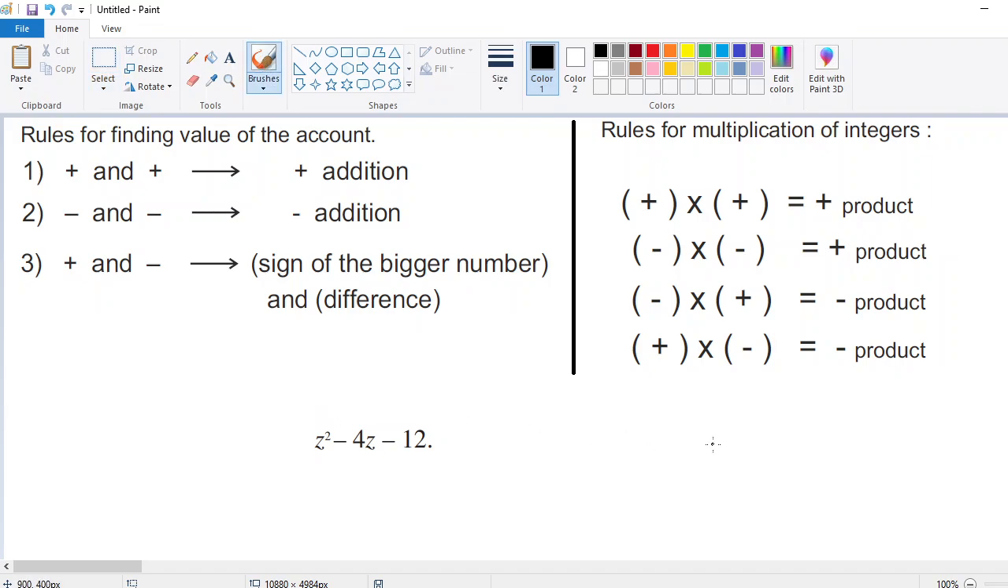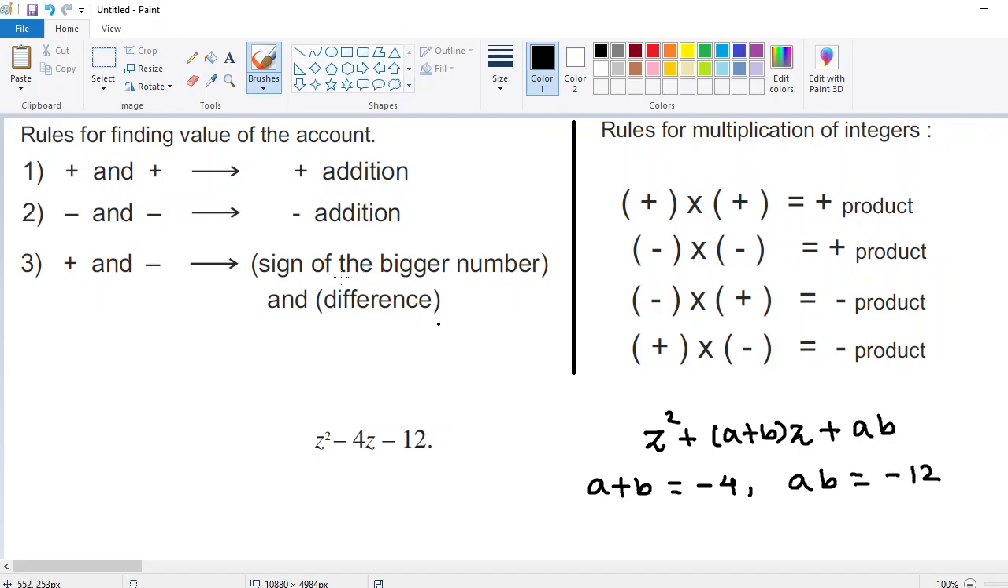Here if we compare it with z² + (a + b)z + ab, then what do we have? The addition must be −4 and the product a × b must be −12. We have to find two numbers such that their addition is −4 and product is −12. Always the number will have its sign on its left side. So 12 is negative, 4 is negative.